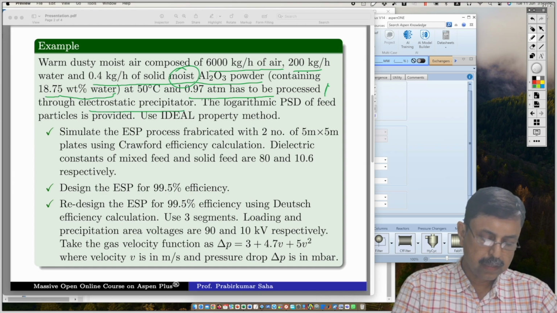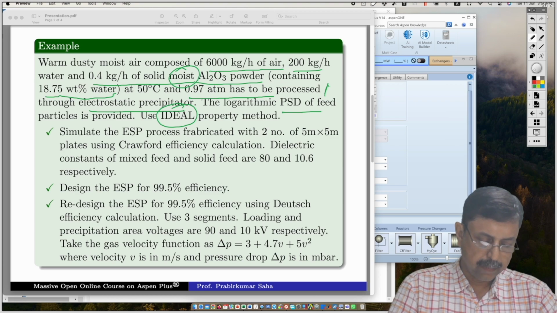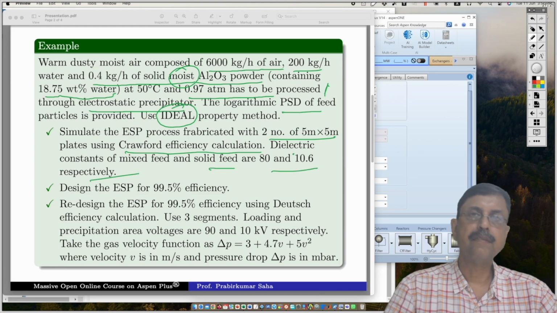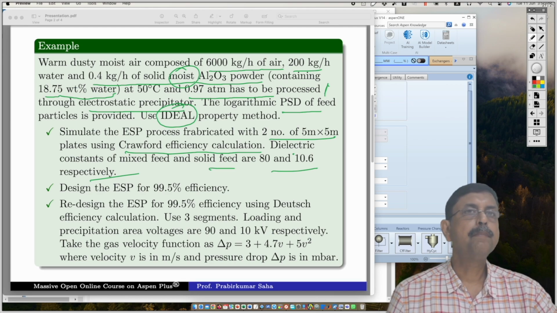The logarithmic particle size distribution of feed particles is provided. You have to use the ideal property method. You are asked to simulate the ESP process fabricated with two numbers of 5 meter cross 5 meter plate using the Crawford efficiency calculation, and dielectric constants of the mixed feed and solid feed are given. Okay, so the problem is quite straightforward. Let us try to solve it.